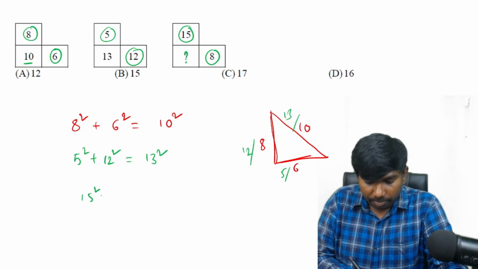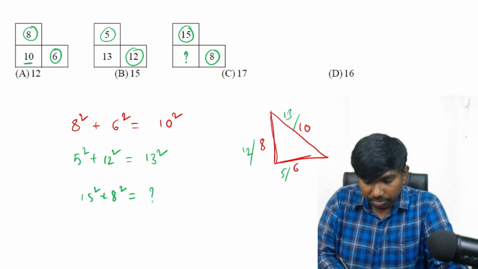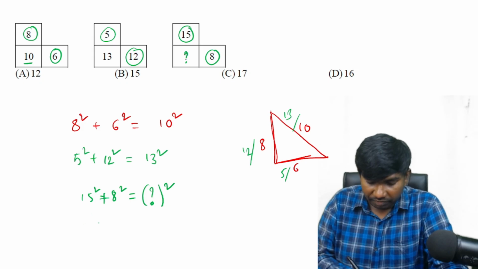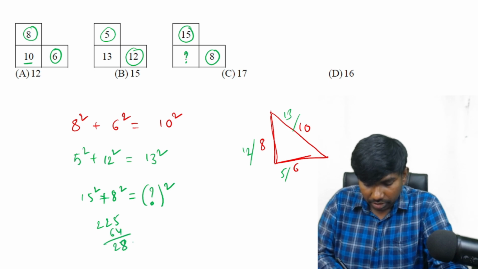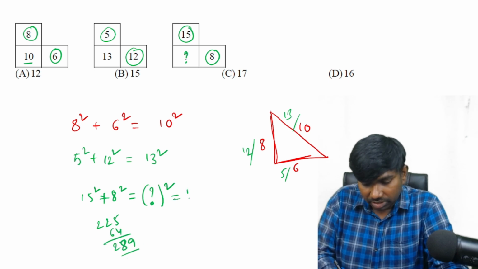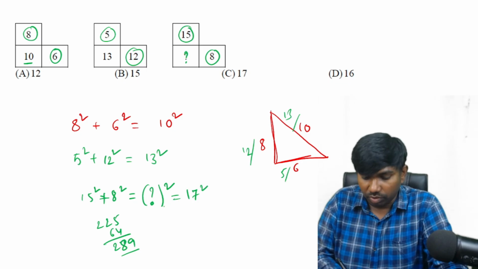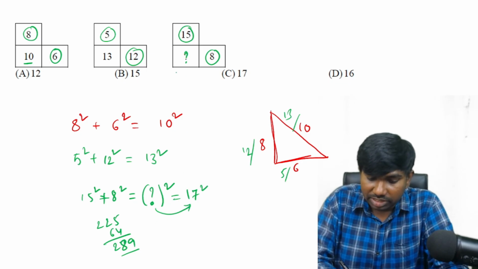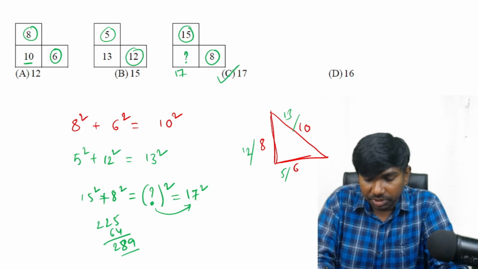15 square plus 8 square must be some number square. So what is that number? That is the question mark here. Tell me, 15 square is 225 and 8 square is 64 and their sum is 289. 289 is nothing but 17 square. So what must be in place of the question mark? 17. So our answer here is 17, which is option C.